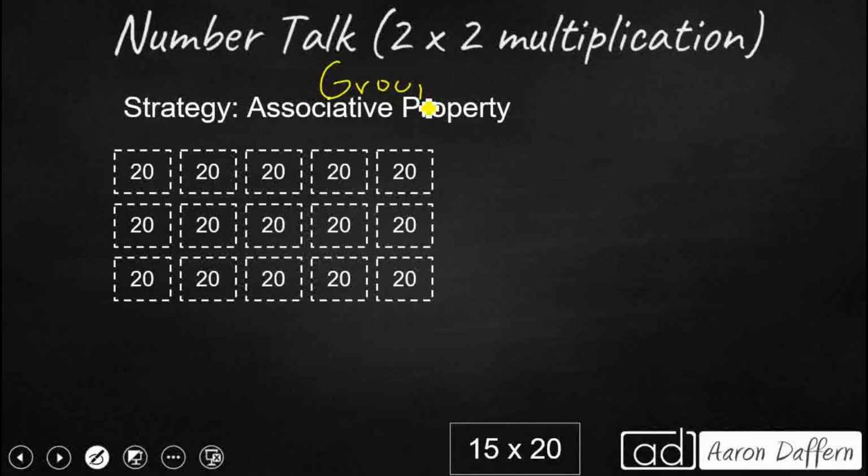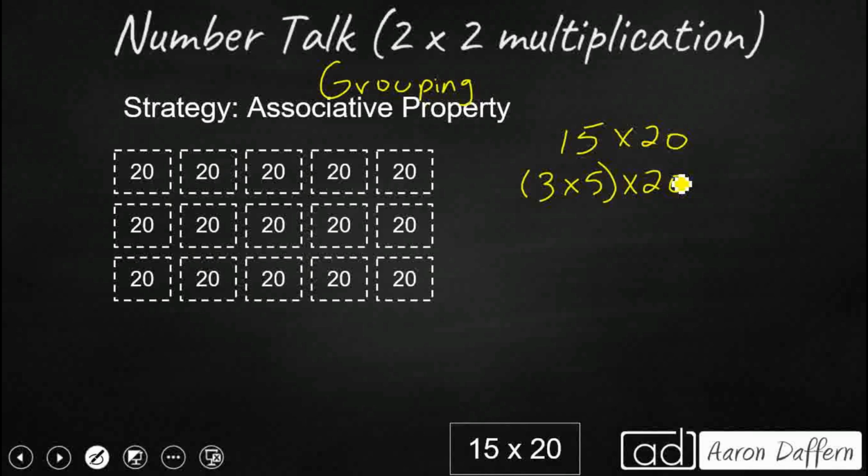Now, we could also use the associative property. So that is our grouping property that lets us take a look at factors in different groups. So let's take our 15 times 20. We are going to reimagine our 15. We're not going to add it like we did with the distributive property. We're going to multiply it. 3 times 5. And so now I've got three factors.